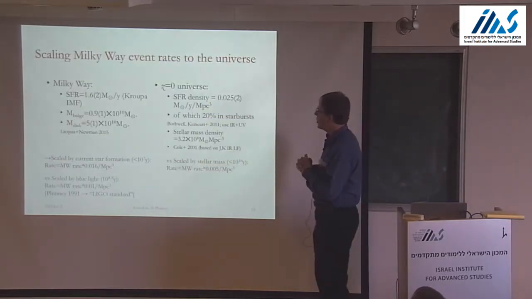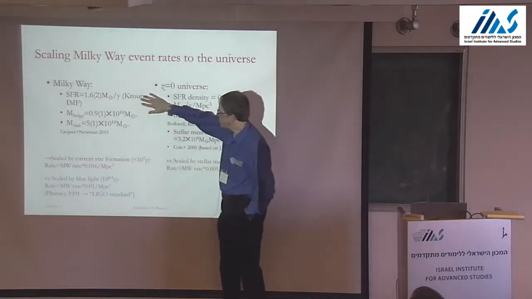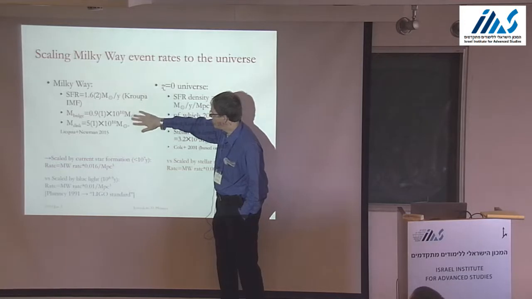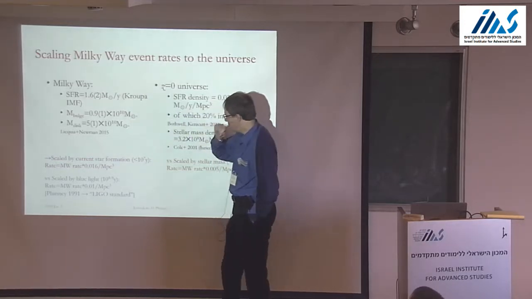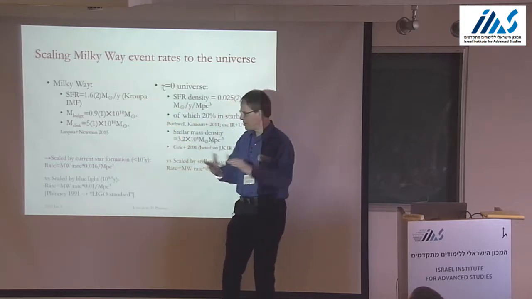Okay, so that was the Milky Way. How do we scale to the rest of the universe? So we have the star formation rate in the Milky Way, we have the bulge mass, we have the disk mass, and so there's several ways you might scale the Milky Way to the rest of the universe.